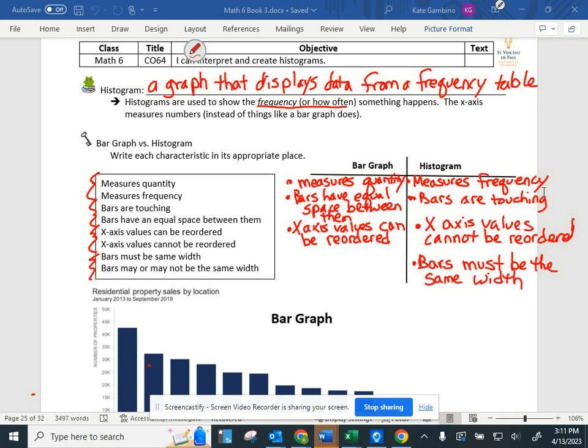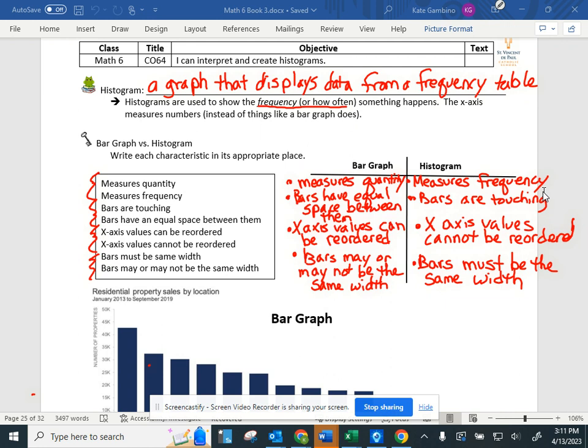Whereas our bar graph, the bars may or may not be the same width. So the width of the bar doesn't really tell us anything in that bar graph, so it's okay if they're not the same width. Whereas with the histogram, it's telling us that range, 50 to 100, 100 to 150. It's telling us our range is every 50, so they have to be the same width.